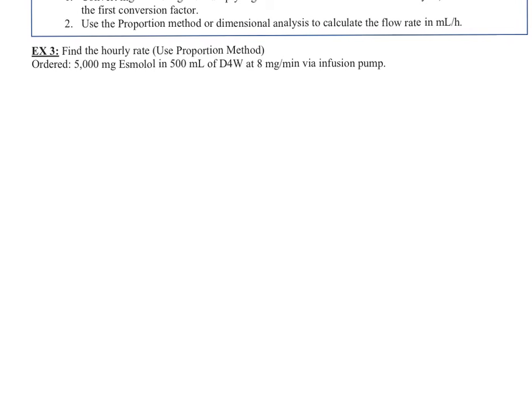Okay, so for example 3, find the hourly rate. What's been ordered is 5,000 milligrams esmolol, I'm not certain on that one, in 500 milliliters of D5W at 8 milligrams per minute via infusion pump. Okay, so the first thing, let's see what we have. Well, the dose on hand is 5,000 milligrams. The units that we're going to be using this in is 500 milliliters.